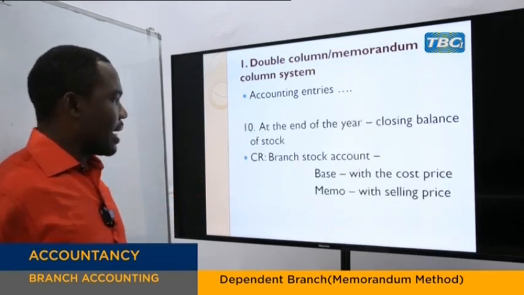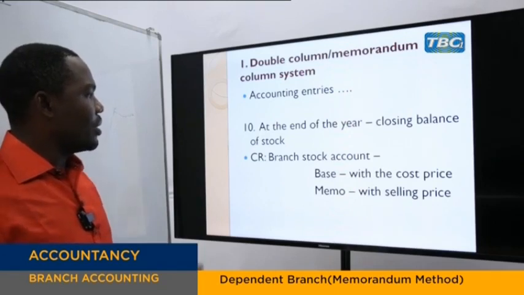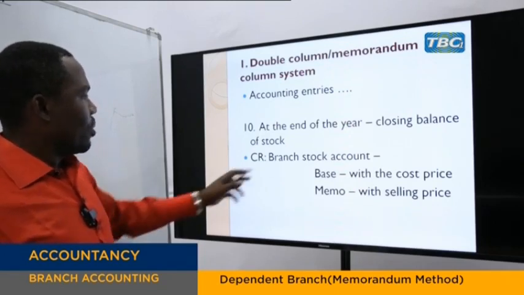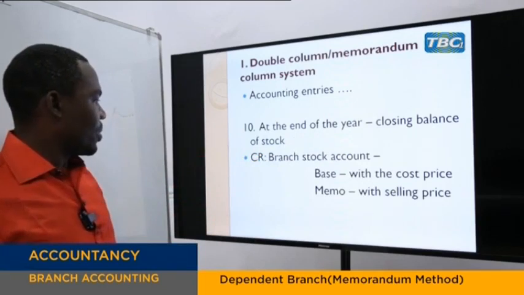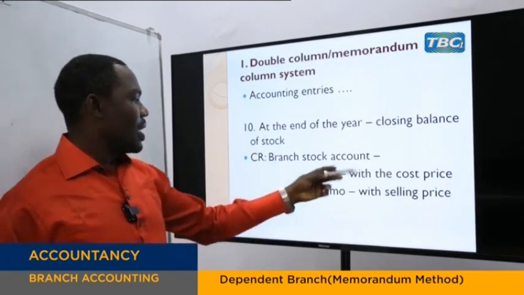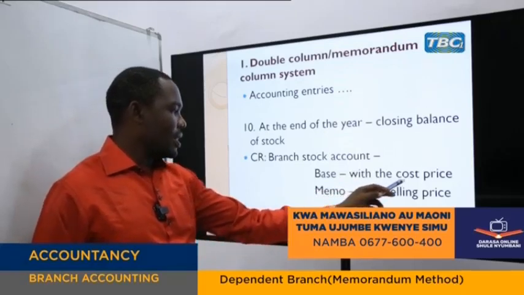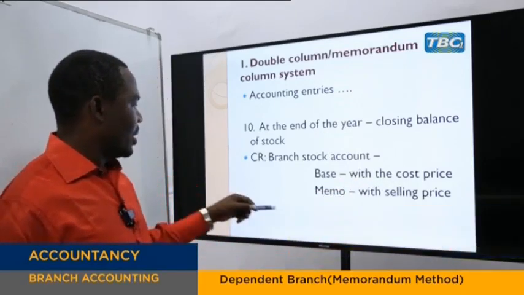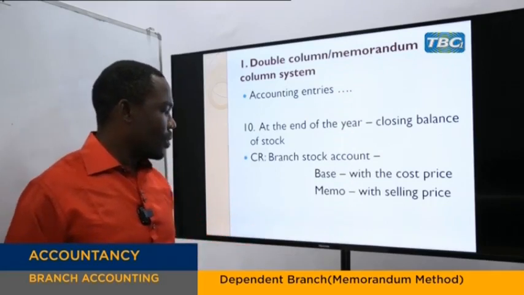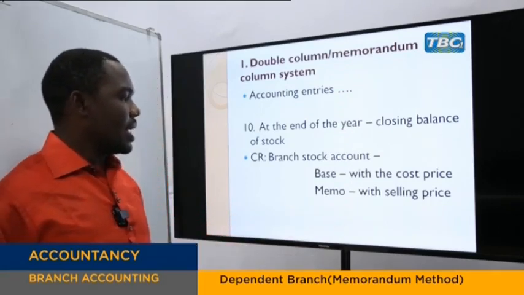At the end of the year, or at the end of the accounting period, for the closing balance of stock in the branch stock account, we credit the base column with the cost price, but also we credit the memorandum column with the selling price.